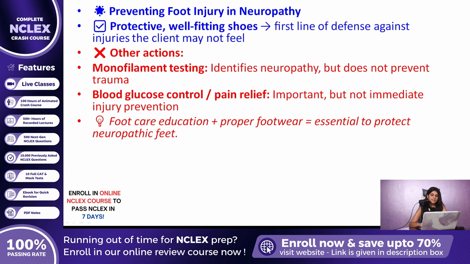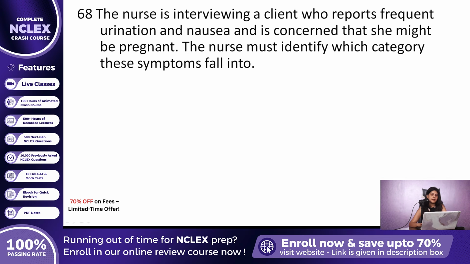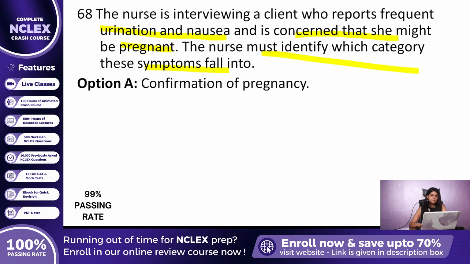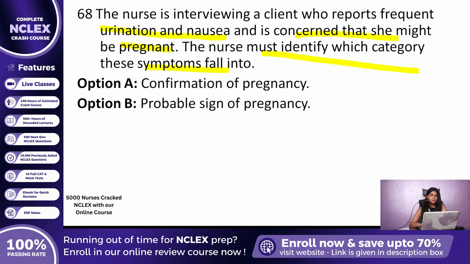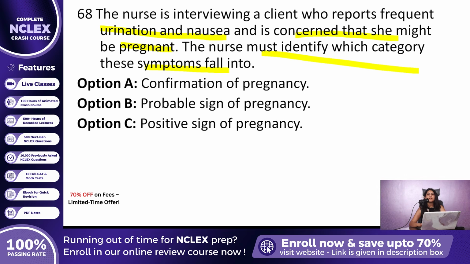For this group, let us look at recognizing early pregnancy indicators. The nurse is interviewing a client who reports frequent urination and nausea and is concerned that she might be pregnant. The nurse must identify which category these symptoms fall into. The options are: Option A, confirmation of pregnancy. Option B, probable sign of pregnancy. Option C, positive sign of pregnancy. Option D, presumptive sign of pregnancy.